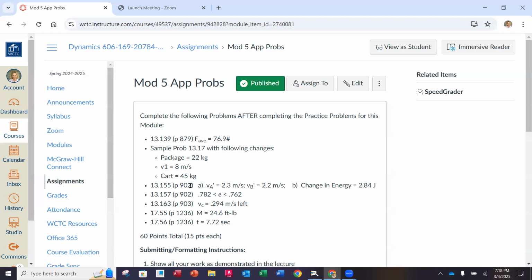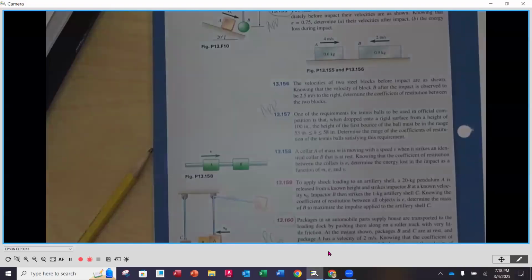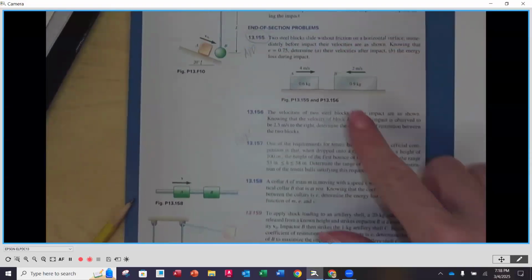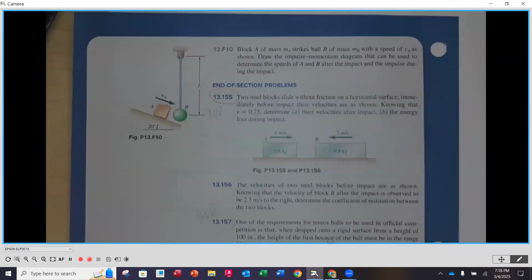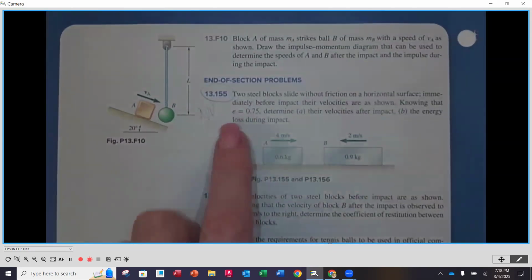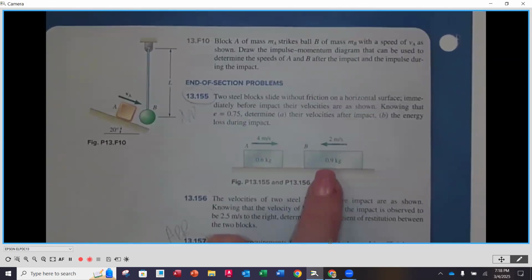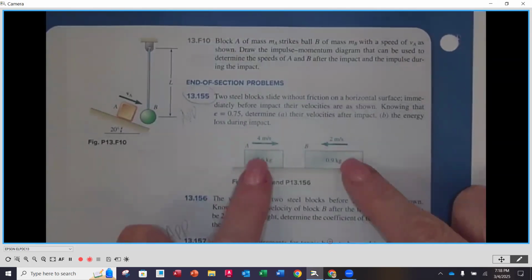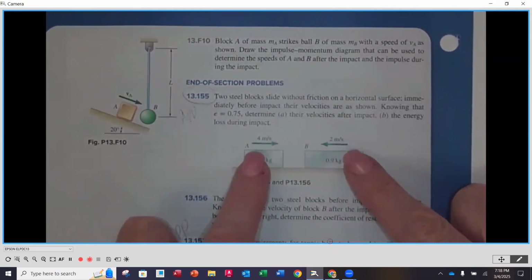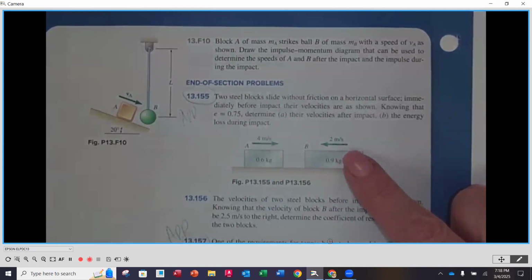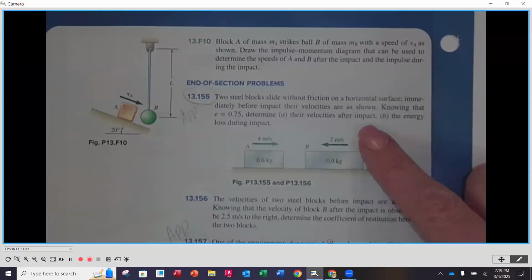Open up to that. And 157. These two are found on page 902. Kind of the top-ish here. So the first problem that you have is going to be 13-155. We have 2 steel blocks. Don't worry about friction on the horizontal surface, but their velocities are shown here right before impact. Knowing that our coefficient of restitution is 0.75, determine the velocities after impact.